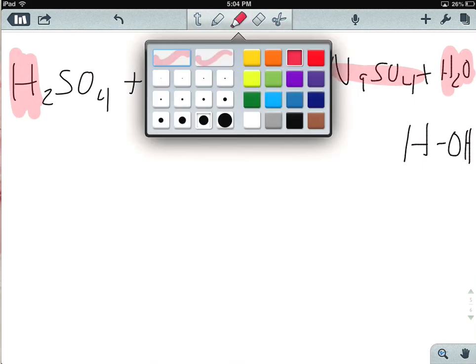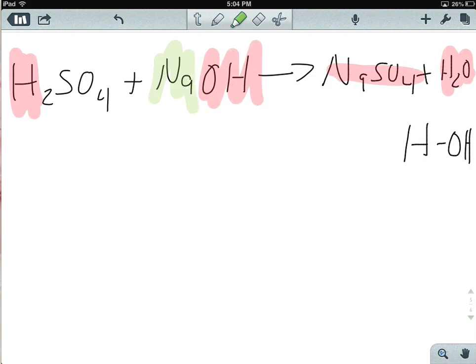And then what we see is the sodium is now bonded to the sulfate, and that should just be Na2SO4. Messed up on that, but the main thing here is that we have a salt formed from an acid plus a base, and we call that specifically a neutralization reaction.